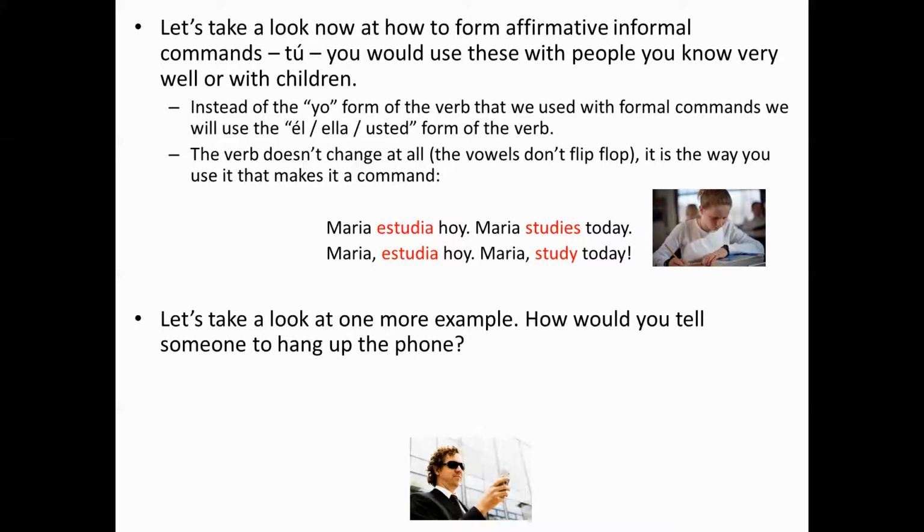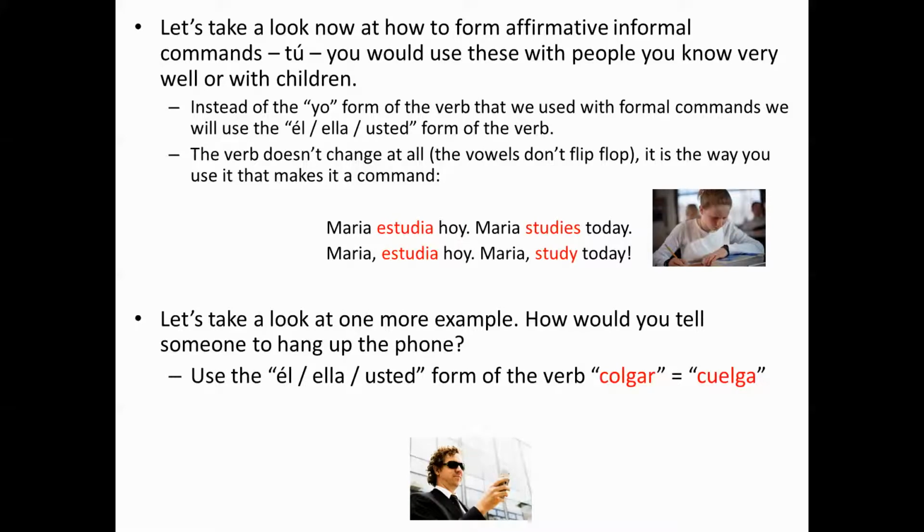Let's take a look at one more example. How would you tell someone to hang up the phone? Let's use the verb colgar. Let's think of the él, ella, usted form of the verb. Since colgar is an AR verb, we will use cuelga. And yes, notice that the verb cuelga does have a stem change. So we need to be very mindful of those. Cuelga el teléfono. I will be addressing the person directly to say, please hang up the phone.